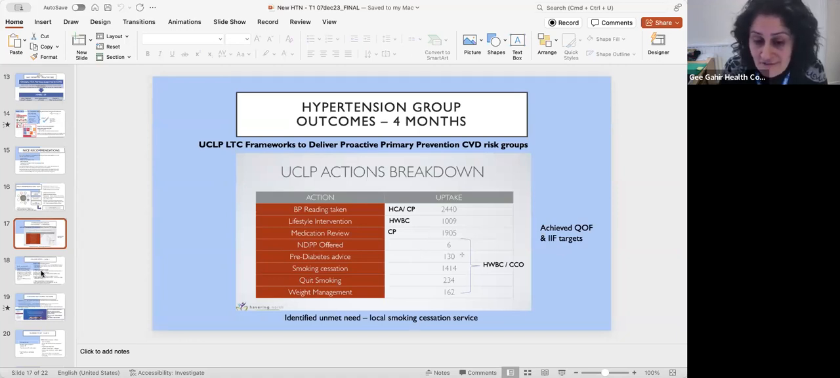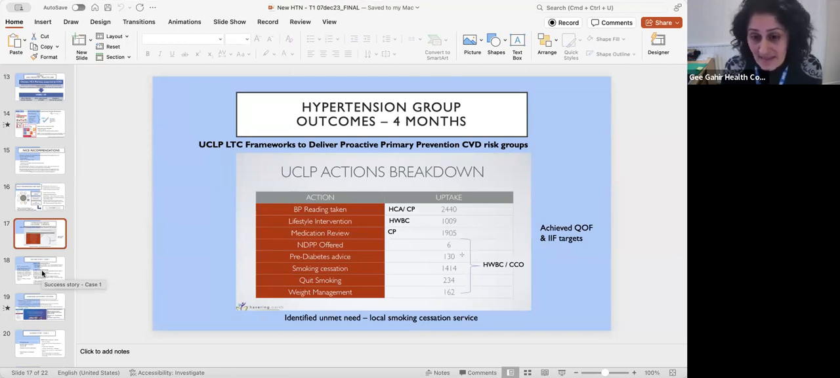Lifestyle interventions, we had over 1,000 lifestyle interventions for these newly diagnosed patients. Medication reviews were done by clinical pharmacists, but NDPP, pre-diabetes, smoking cessation, and weight management, this was all project managed and led by the ARR team.